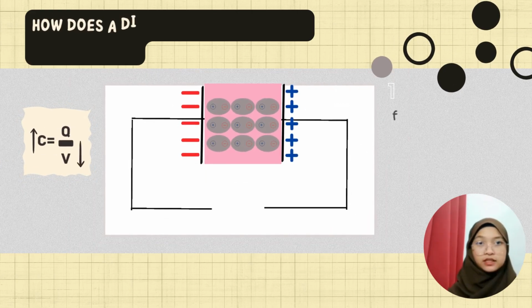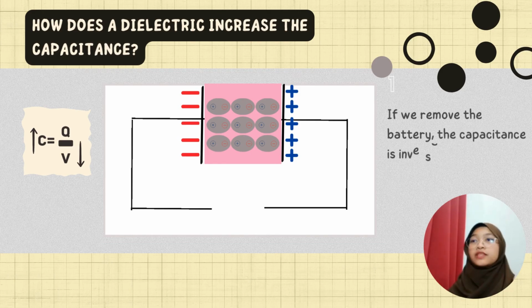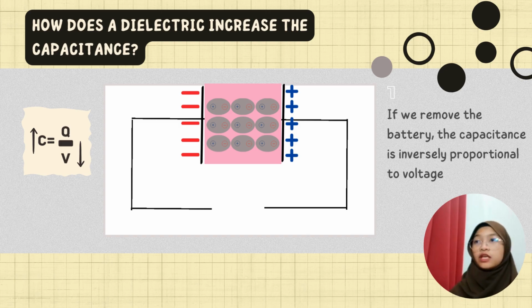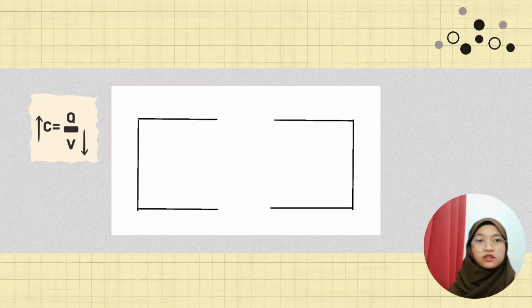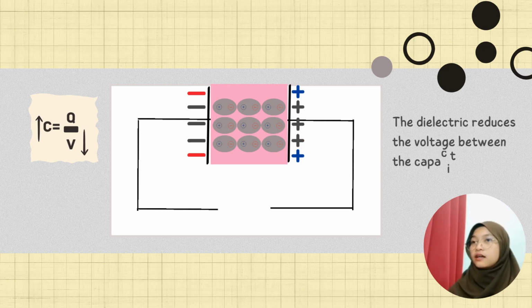So back to the question, how does the dielectric increase the capacitance? If we take a look at the definition of capacitance, C equals Q over V, if we remove the battery, the capacitance is inversely proportional to voltage. When the charge remains the same and the voltage decreases, the capacitance is going to increase. So to answer the question, the dielectric reduces the voltage between the capacitor plates. Or you can also say that it increases the capacitance by lowering the voltage.